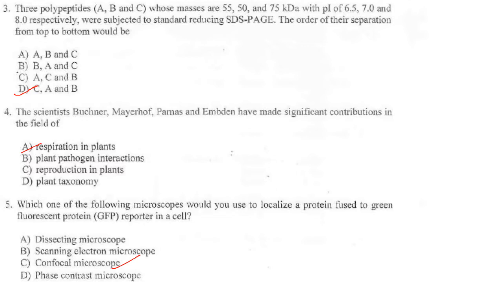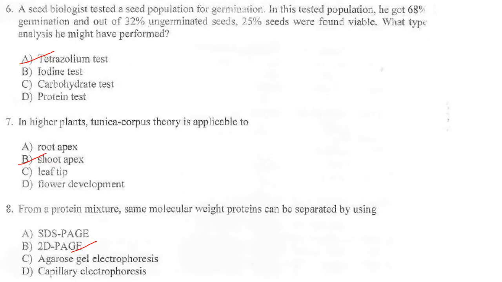Then next one. The scientists Embden, Meyerhof, Parnas have made significant contributions in the field of? It is in the field of respiration in plants that they made significant contributions. The Embden-Meyerhof-Parnas pathway is also called glycolysis. Then, which one of the following microscopes would you use to localize a protein fused to a green fluorescent protein reporter in a cell? For viewing that you will use a confocal microscope. Answer is C.